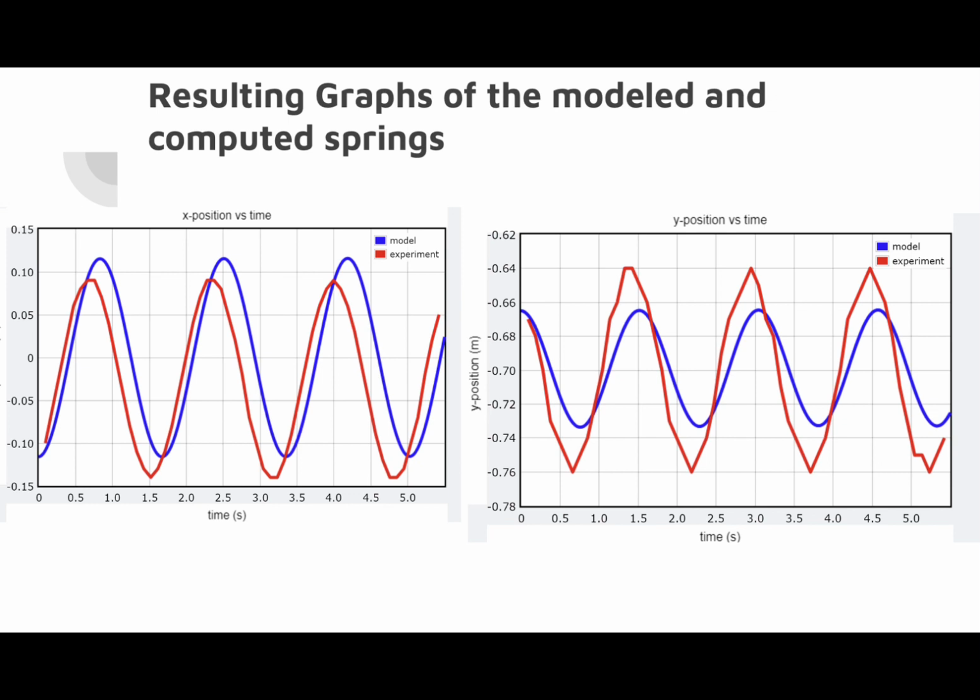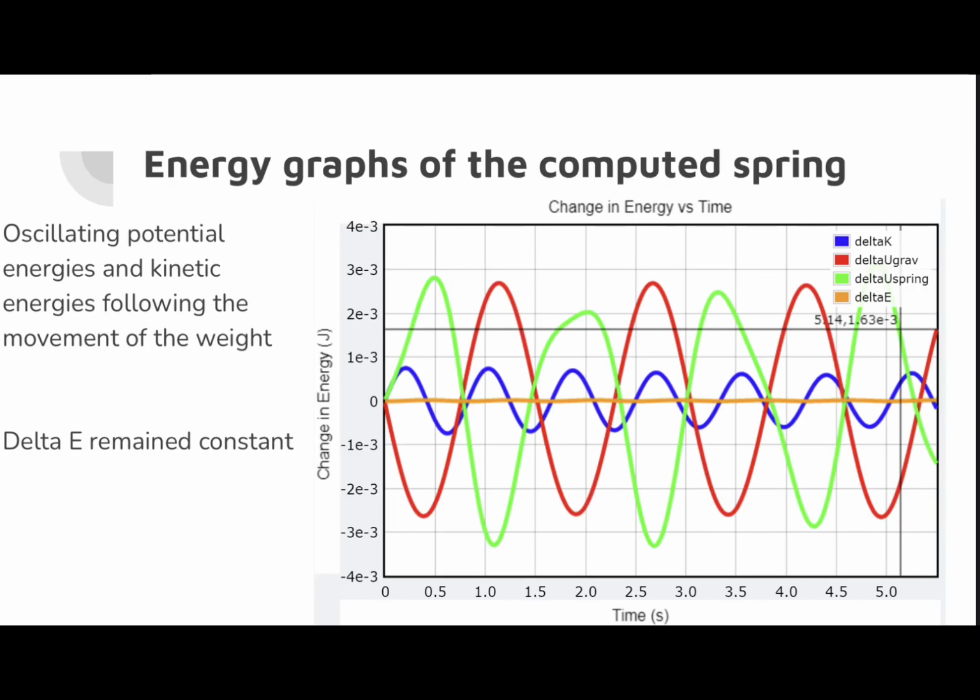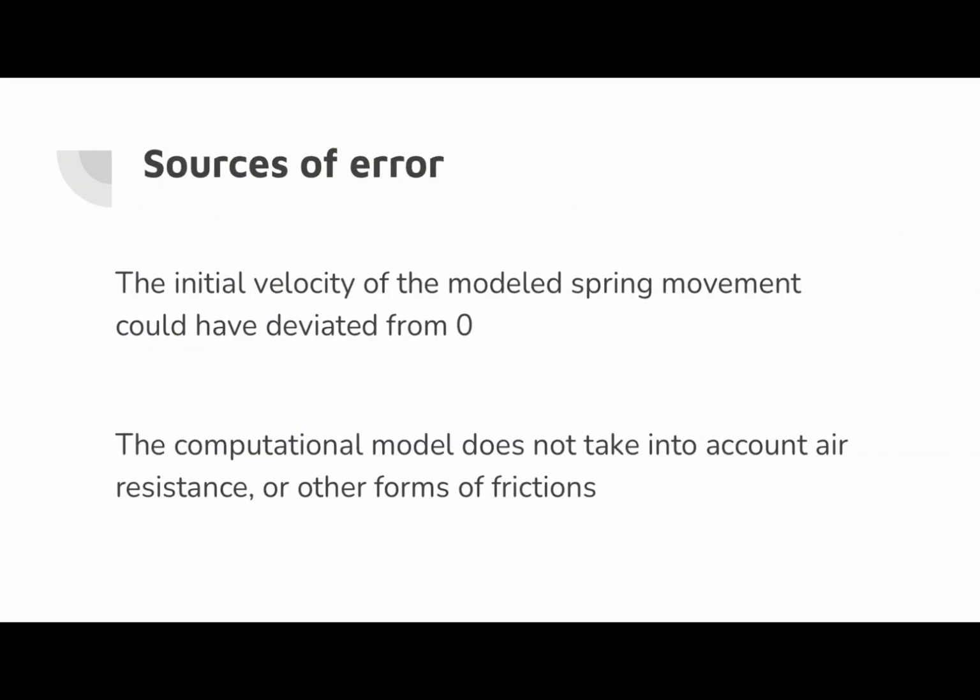Looking at the graphs, where the blue is the model and the red is the experimental, we can see that the model closely tracks the experimental x position and y position with slight variations due to user error and other sources of error that will be discussed later. The energy graphs of the computed spring show oscillating potential energies and kinetic energies following the movement of the weight, but the change in energy remains constant throughout the entire experiment at zero.